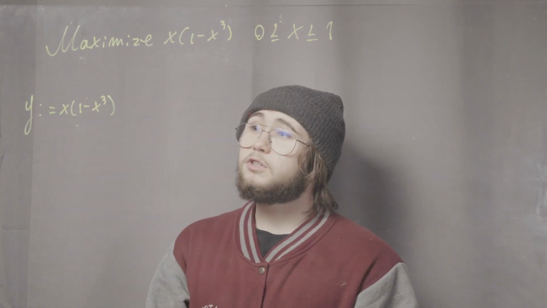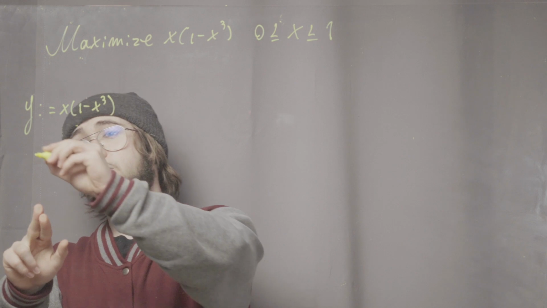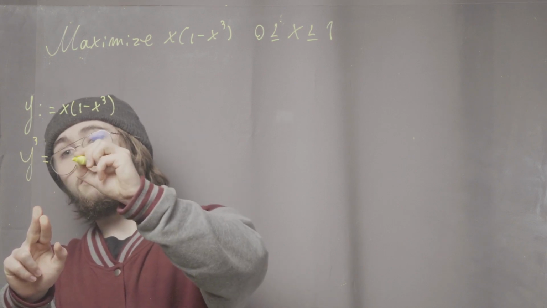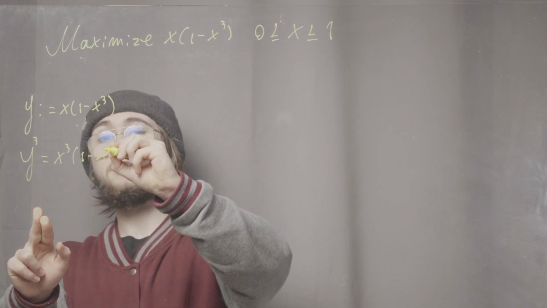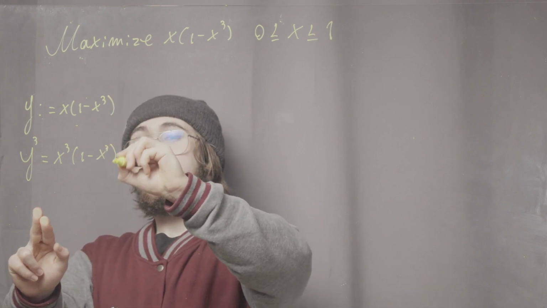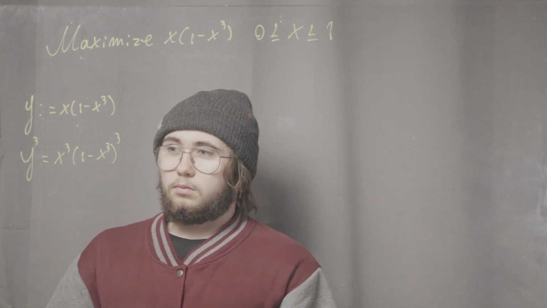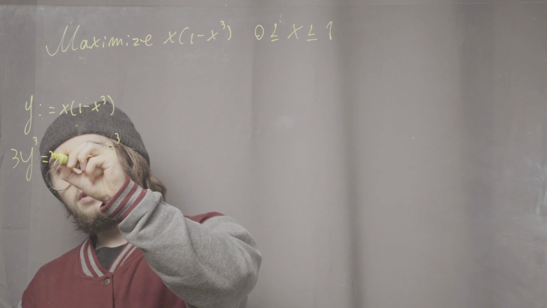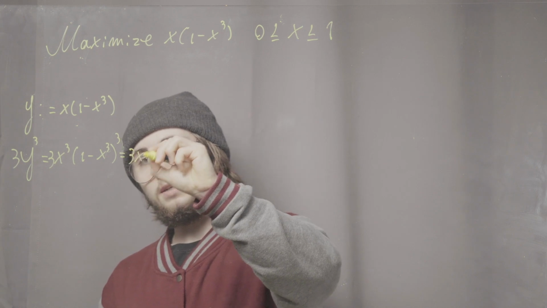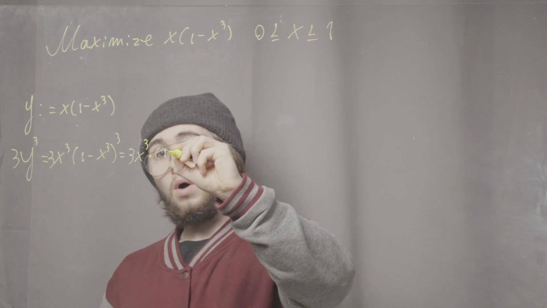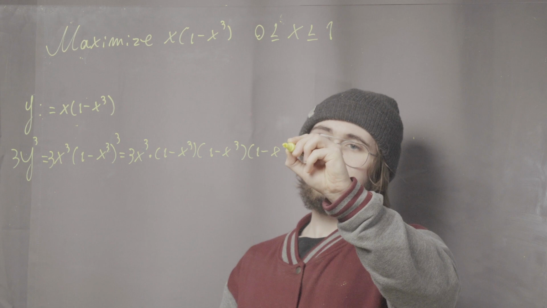And why is it awesome? You see, now I can go on and raise both sides of this equality to the power of 3. So y cubed will be equal to x cubed times 1 minus x, the x is cubed, and the whole expression cubed as well, beautifully. But now, I can go on and multiply both sides of this equality by 3. And notice that this is actually equal to 3 times x cubed times 1 minus x cubed times 1 minus x cubed times 1 minus x cubed.